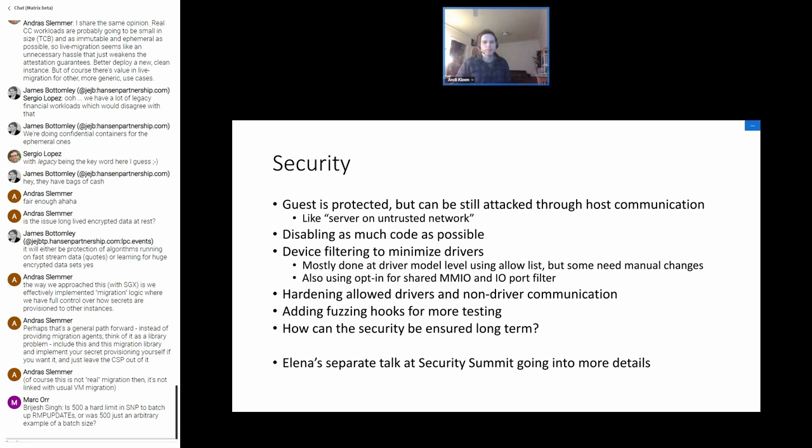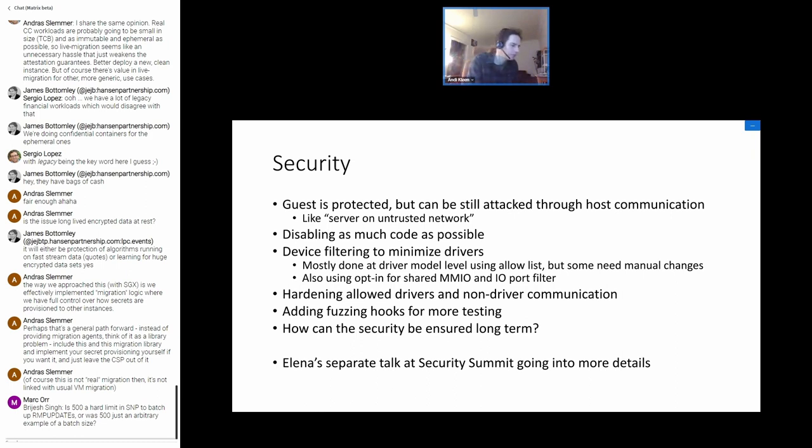In general, the problem we have is that the guest is protected, its memory is protected and its registers are protected, but it still has all these touch points with the host. It communicates for MMIO, for some MSRs, not for all of them, for shared memory, for virtio, and a couple of other things. Because the host is untrusted, I think of it like being a server on a hostile internet. You have some ports open and somebody can attack you.